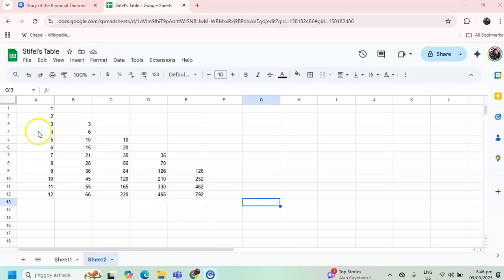Alright, so everyone, this is now the Stifel's table. So I hope that you have built it correctly with me, and I hope everything is clear. So again, if you have some questions, then you can just replay this video and make sure that you would be able to construct this independently on your own.